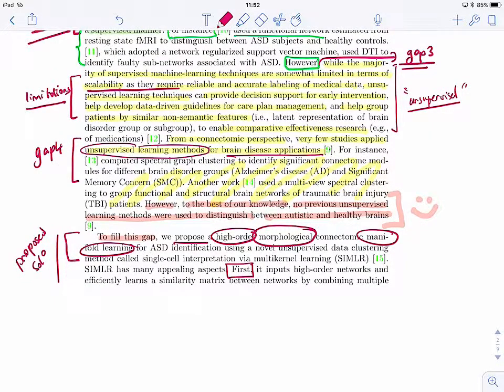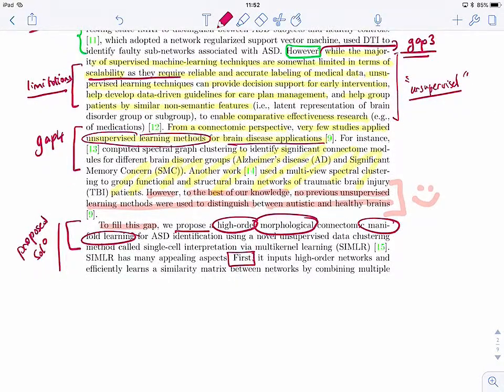So we're highlighting the appealing aspects of your solution. Highlighting the appealing aspects of your solution. Okay, so first it does that.